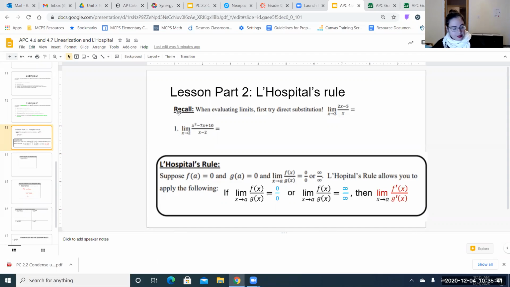So I'm going to take this example that we have here, and you can write it down with me if you would like. We have the limit as x approaches 2 of x squared minus 7x plus 10 divided by x minus 2, okay? And I'm going to do it both ways. I'm going to do it by factoring, and I'm going to use L'Hopital's rule so you can see the connection. Okay, so here we go.